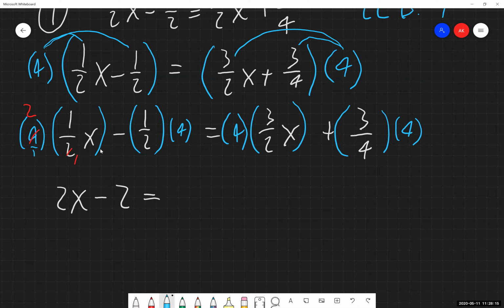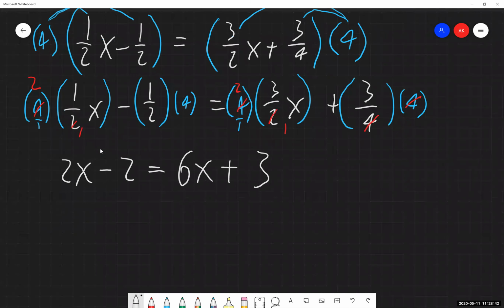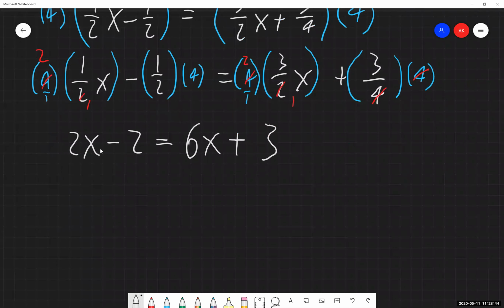On the right-hand side, remember 4 over 1. 4 on top, 2 down below. The 4 becomes a 2. 2 becomes a 1. Cross-canceling there. Then we have 2 times 3 over 1 times 1. So that's going to give me 6x plus, and the 4 and the 4 cancel. And we're just going to get 3. And now our fractions are eliminated. We only have whole numbers that we're working with, which is great, or integers, I should say.